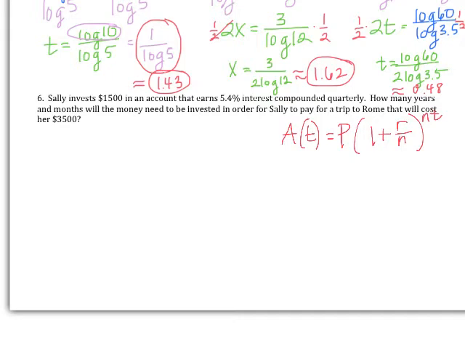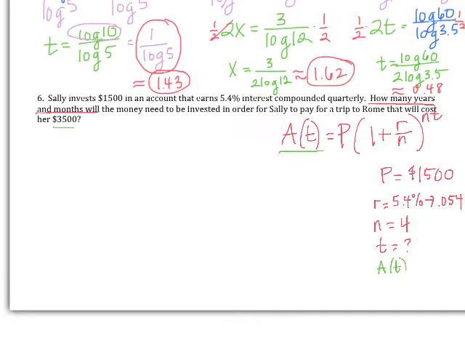And let's go ahead and write down the things that we know. So we know her principal is $1,500. That's the amount she's investing. We know her interest rate is 5.4%, which is the same thing as 0.054. We know her interest is compounded quarterly, so n is 4. We do not know t. Notice that the question is how many years and months. So t is a question mark. And let's see, do we know one more part? We know that her ending amount is $3,500. So let's plug in what we know.